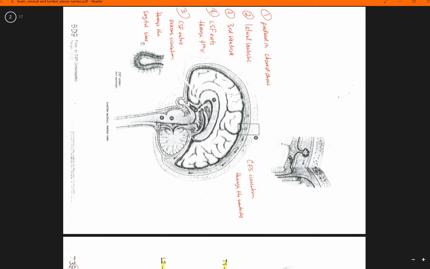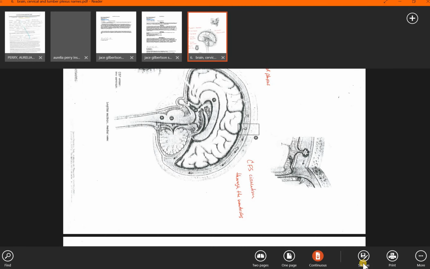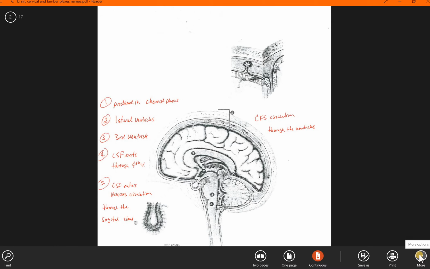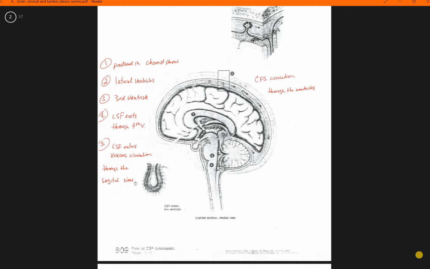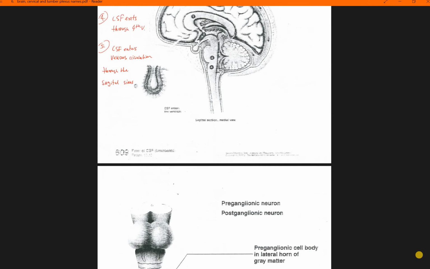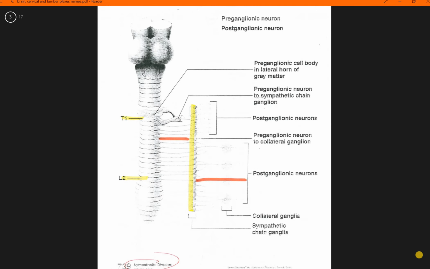Okay, on this next one, it's showing the cerebrospinal fluid circulation. Now, this is something I've already covered in a prior lecture.